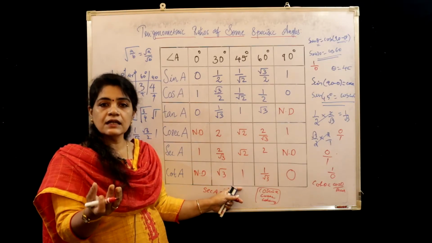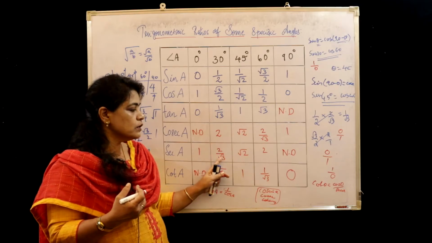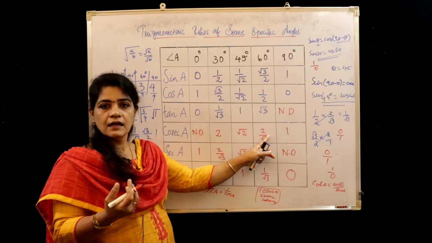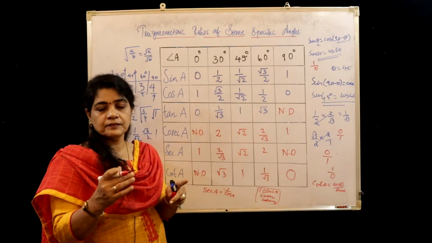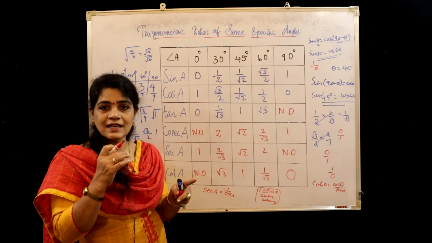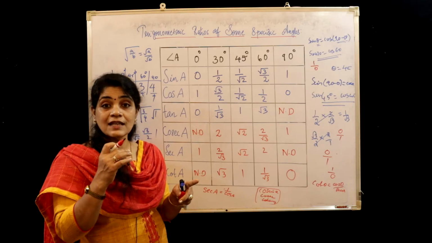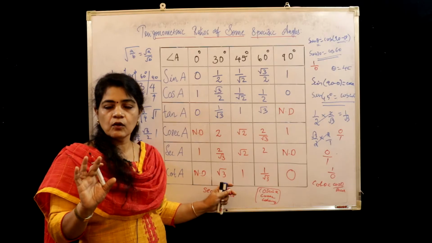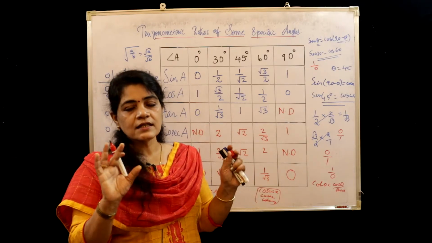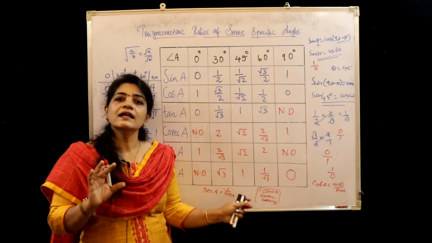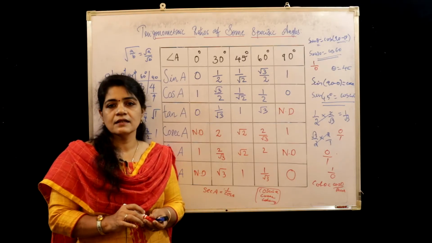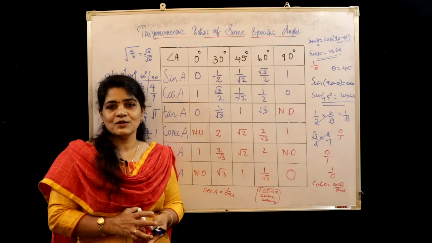See, what is sec 30? Sec 30 you can see is 2 by root 3. Sec 30 and cosec 60, because the complement of sec is cosec, so cosec 60 is equal to sec 30. Hope that idea is clear, children. This is the way you can understand the values of these specific angles for the 6 trigonometric ratios.